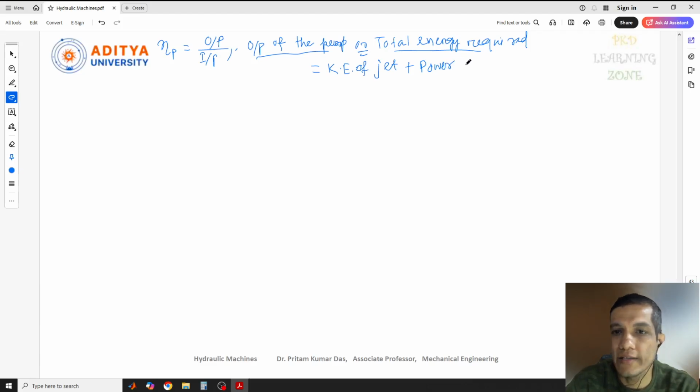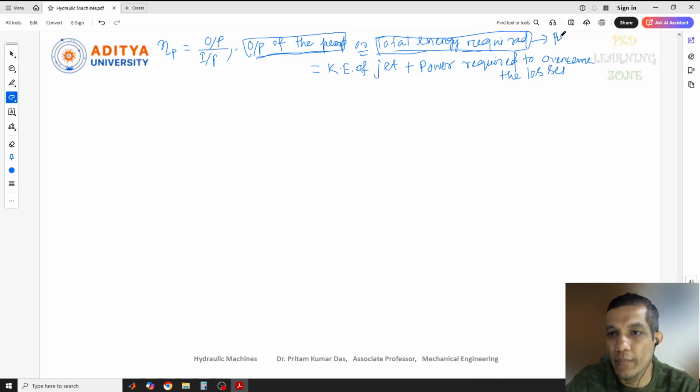So we can write this is the power required to overcome the losses, because some losses are happening, as given in the question. So how can we find out this output of the pump, or the total energy required to be supplied by the pump, which is actually supplied by the pump? How can we calculate this?